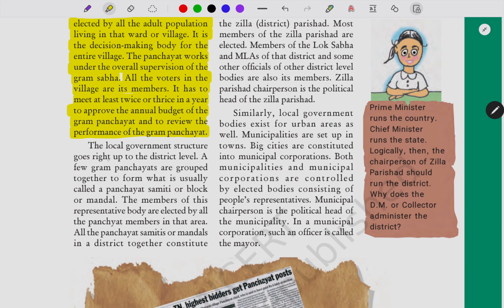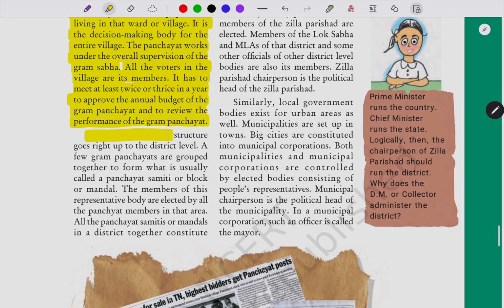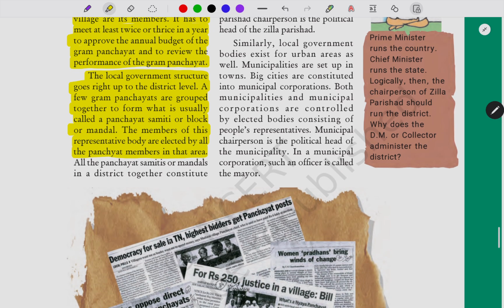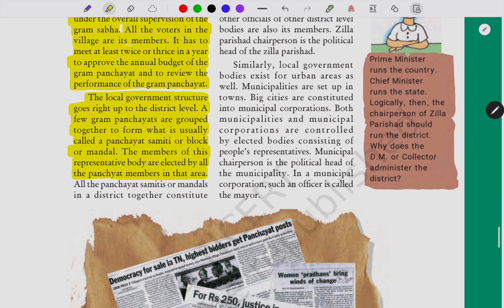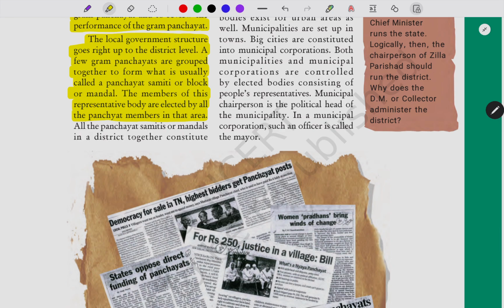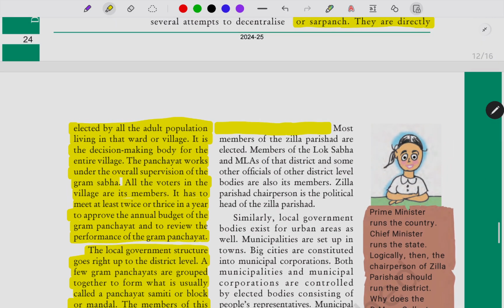Okay? The local government structure goes right up to the district level. A few Gram Panchayats are grouped together to form what is usually called a Panchayat Samiti or block or mandal. The members of this representative body are elected by all the Panchayat members in that area. Okay. And who are the Panchayat members? It is everyone in the village. Okay. It's given above. All the voters in the village are its members, right? Okay. All the Panchayat Samitis or Mandals in a district together constitute the Zilla, the district Parishad.